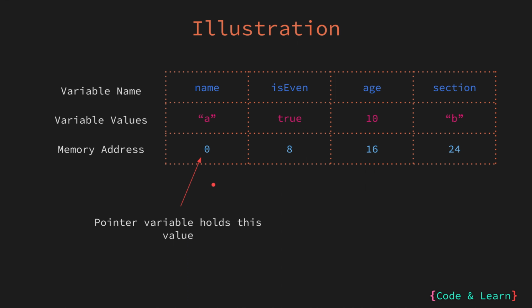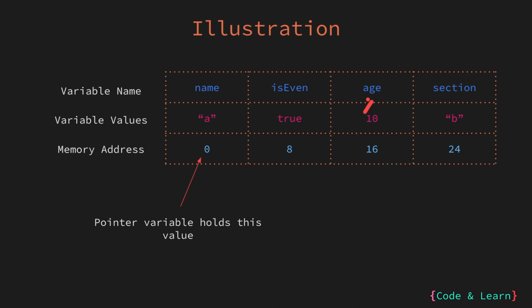What's a pointer? A pointer is a variable that holds these memory addresses. If I create a pointer to the name variable, it will store the value 0, that is the address of the variable. Similarly, if I create a pointer to the is_even variable, it will store the value of 8, that is the memory address of the variable or the value stored. Same is the case with age and section.